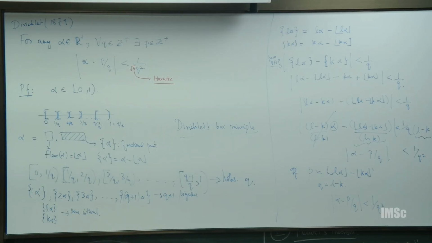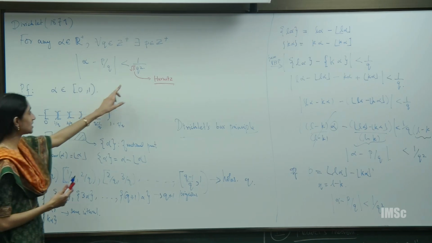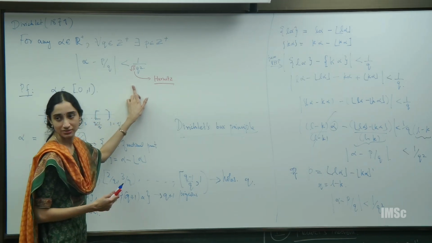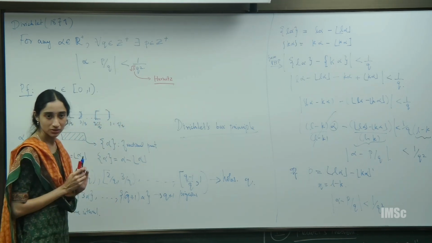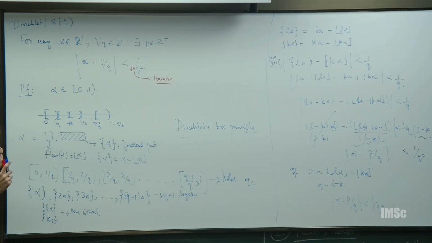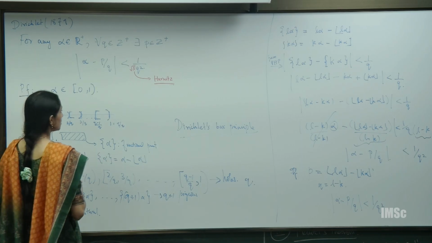Okay, and you cannot improve it beyond a certain point. So you cannot get a constant that is better than root 5 here. So that is also something we know. You can improve it, but there is only some limit to which you can improve it. Okay? So you cannot keep improving it.